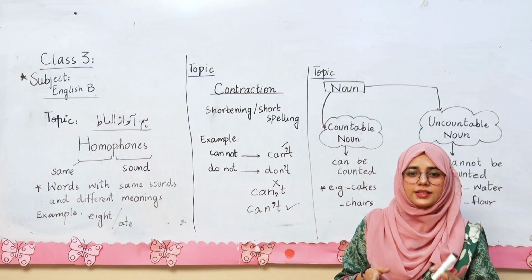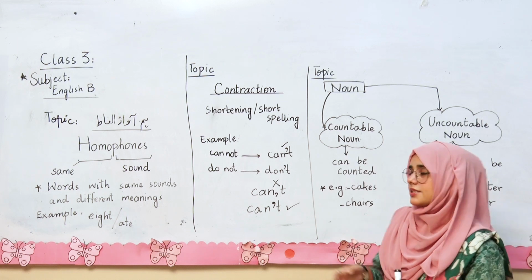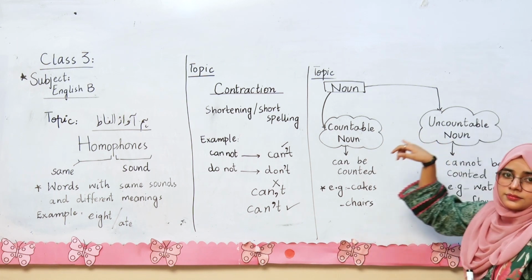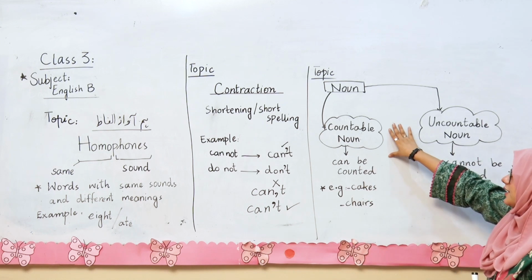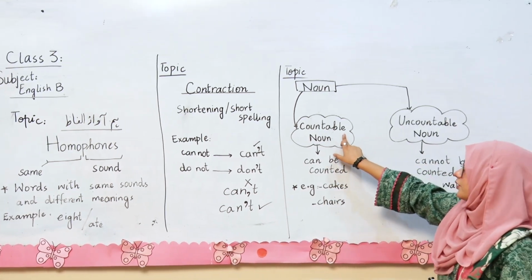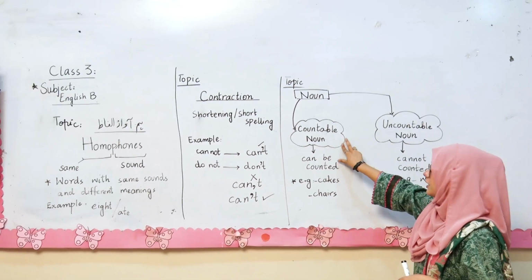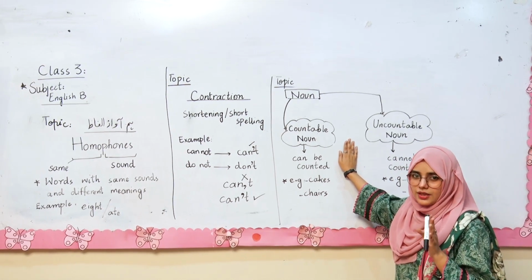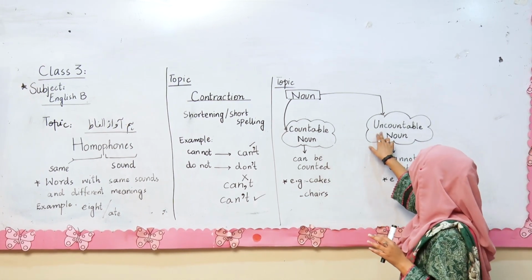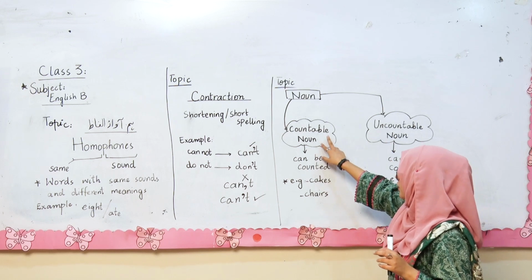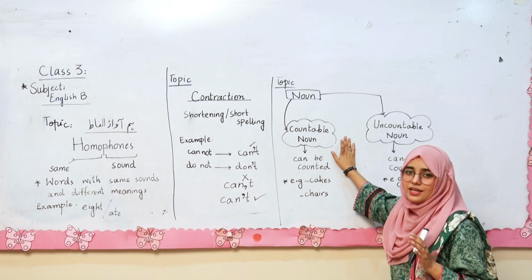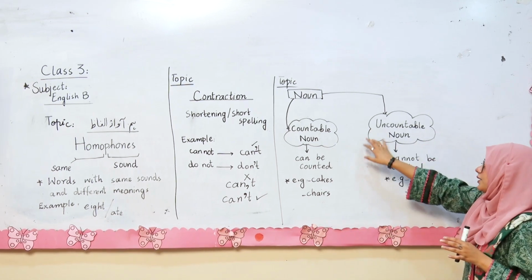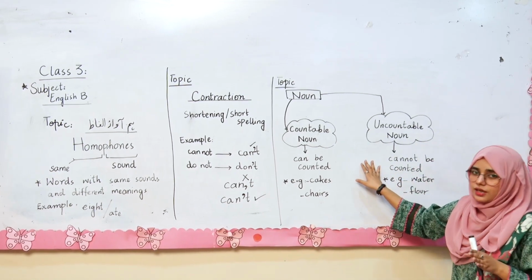Okay. The third thing that we have to discuss in this lecture is the forms of nouns. These are countable and uncountable nouns. The word is self-explanatory. It shows that there are two types of the noun. The noun is the name of a person, place or thing. First is countable and then uncountable. Countable nouns are the nouns that can be counted, that you can count on your own. And uncountable nouns are the nouns that cannot be counted.